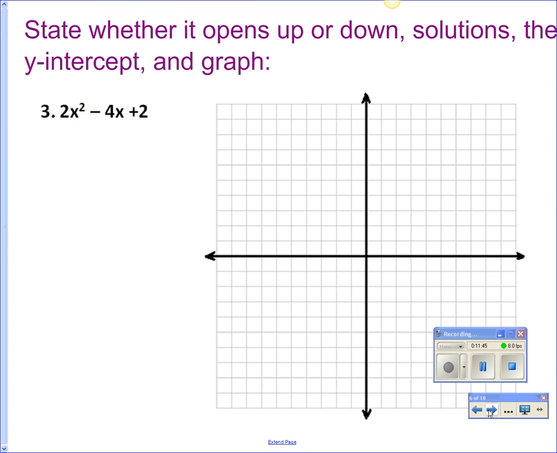All right. Number 3, 2x squared minus 4x plus 2. State whether it opens up or down, the solutions, the y-intercept, and graph. Stephen R., does it open up or open down? Is this positive or negative? So it opens how? Up. Opens up. Madison, what is the y-intercept? So the y-intercept is 2.